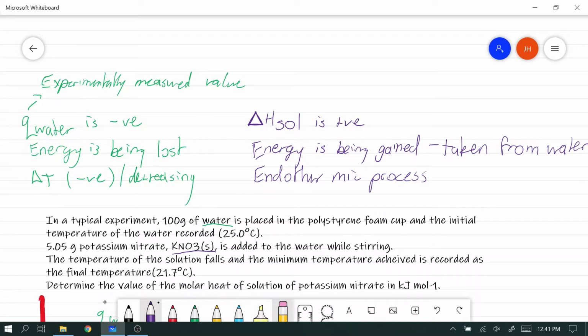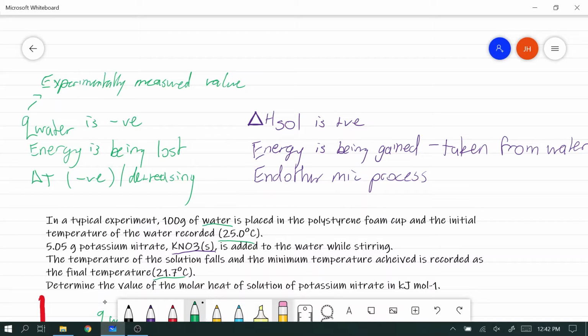And we're being asked to determine the value of the molar heat of solution of potassium nitrate in kilojoules per mole. Now, what I want to talk about first is the energy changes in the water. The water is really important to this question because it's actually how we can begin to measure the energy changes which are happening. What we can see is that the temperature of the water starts at 25 degrees Celsius and ends at 21.7 degrees Celsius.